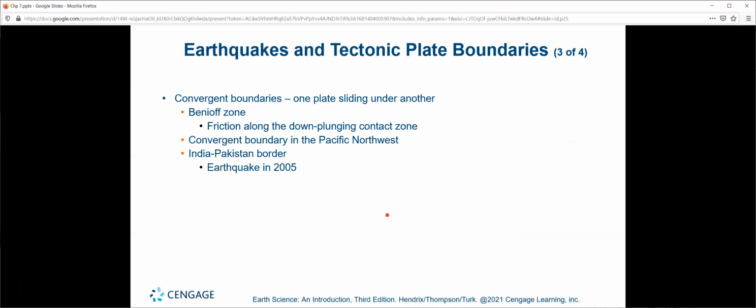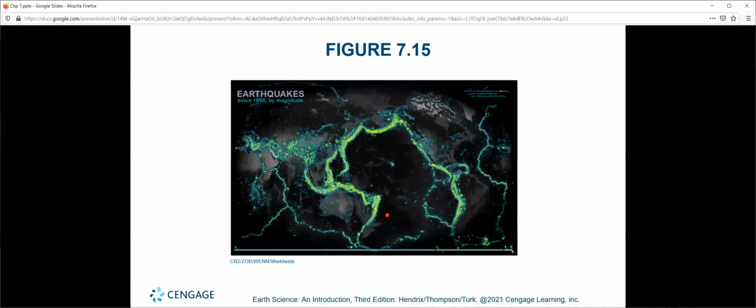We do have convergent plate boundaries. Again, as I said, all these locations can give earthquakes. The most common are at transform boundaries, but divergent, convergent, and of course, non-plate boundary related earthquakes happen too.